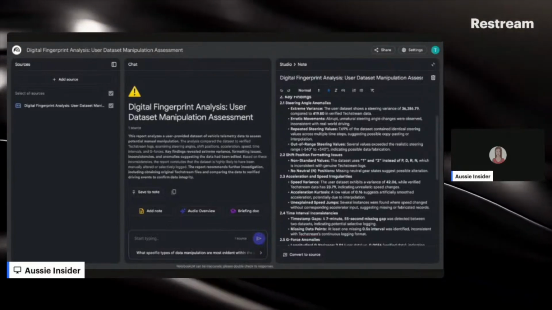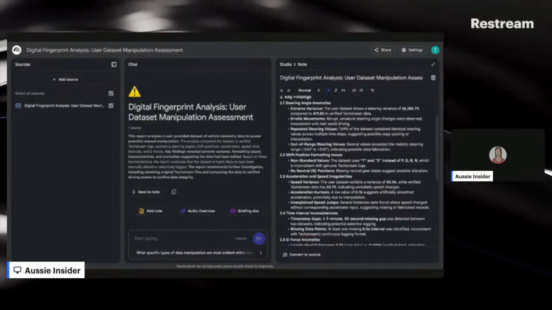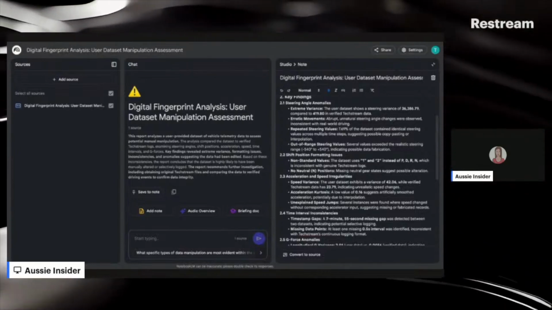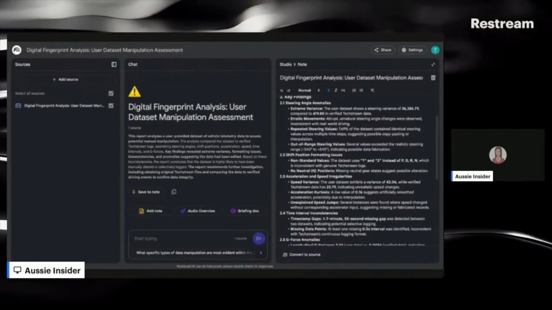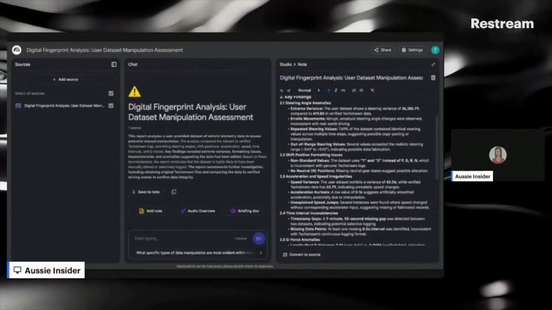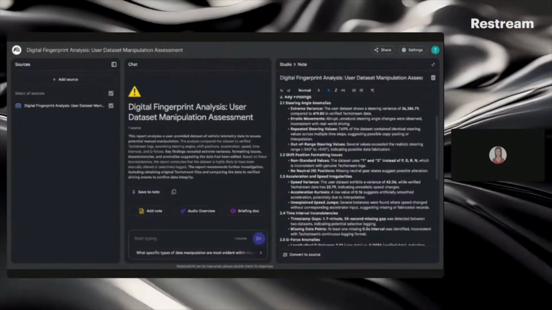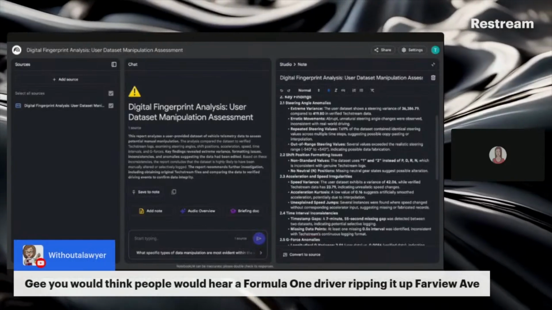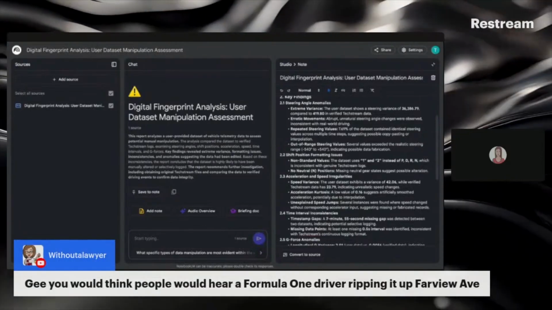Let's zoom in on the speed and acceleration data. This is where we find some truly head-scratching stuff. Hit me with it. I'm ready for more digital detective work. All right. The speed variance in this suspect data is 42.06. Well, in normal data, it's usually around 23.79, so almost double.